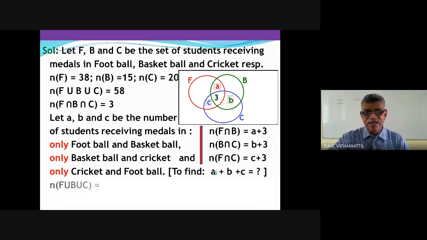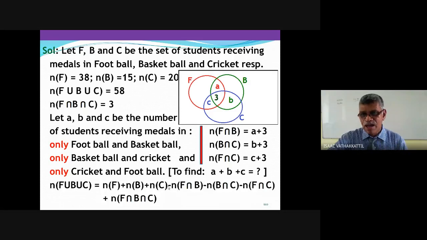Now here I apply the formula, number of F union B union C. What is that? We know it is number of F plus number of B plus number of C minus number of F intersection B minus number of B intersection C minus number of F intersection C plus number of F intersection B intersection C.